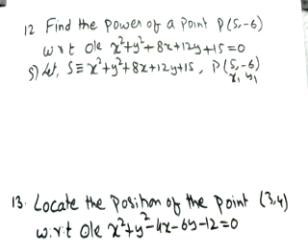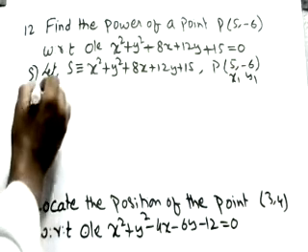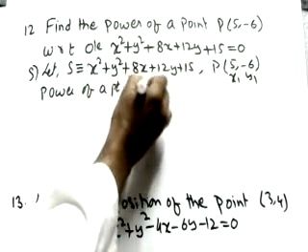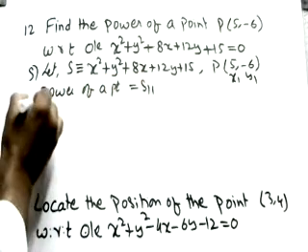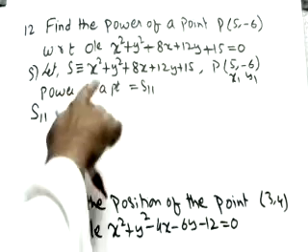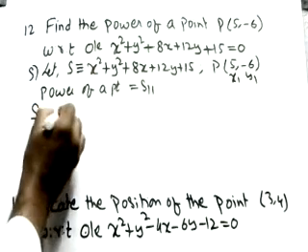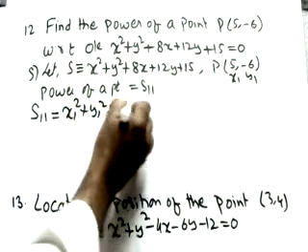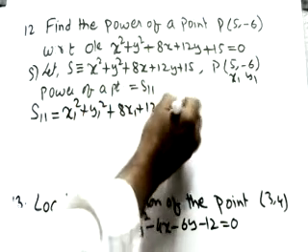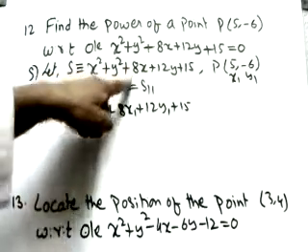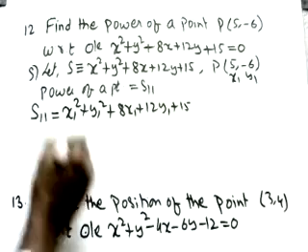Now let me see this point. We write this point as x1 y1. What is the formula for power of a point? So power of a point, its formula is S11. So let me find S11. What does it mean? In the same equation, in place of x we write x1, in place of y we write y1. So S11 will be x1 square plus y1 square plus 8x1 plus 12y1 plus 15.